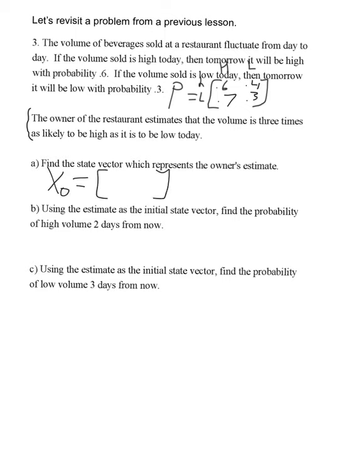So I just have two states, high and low. So 3 times as likely to be high as low, if high was the first one. So it's a 3-to-1 ratio. So 3 plus 1 is 4. So 3/4 and 1/4. Okay.